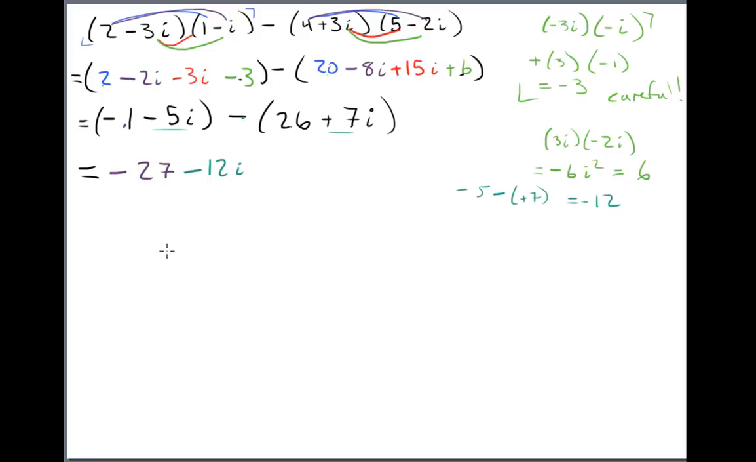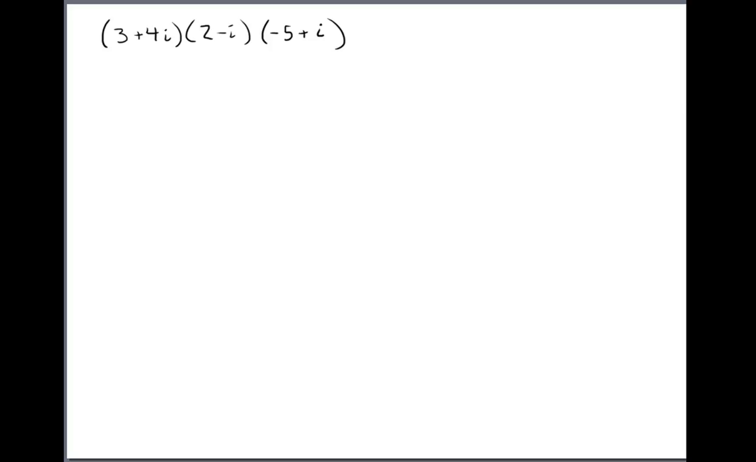Alright, that's a nice little 2 or 3 step problem. Let's take a look at another one. This is a product of 3 binomials. I thought that'd be interesting to take a look at. And we're going to start by multiplying this first pair here. So we'll have 3 times 2, that's 6, minus 3i. And then we'll have plus 8i.